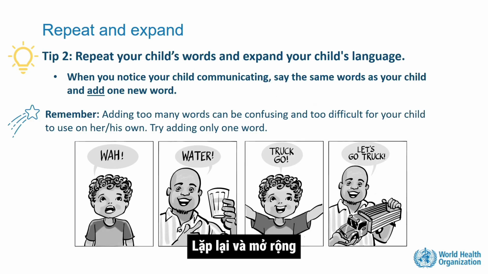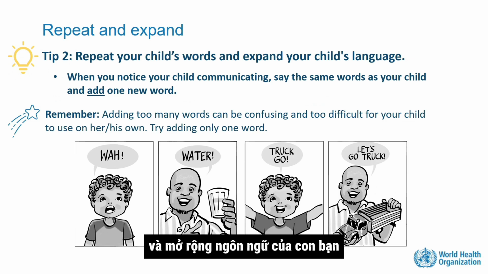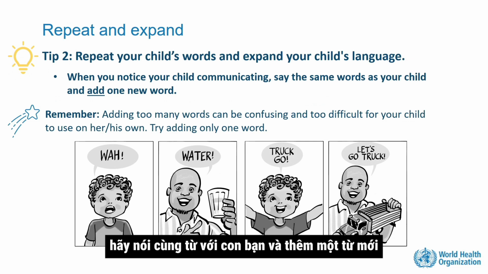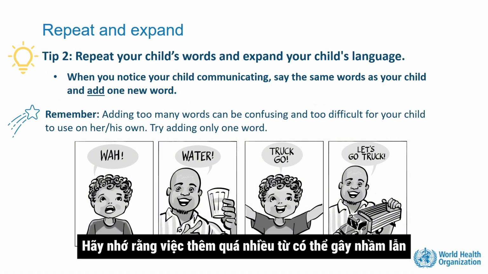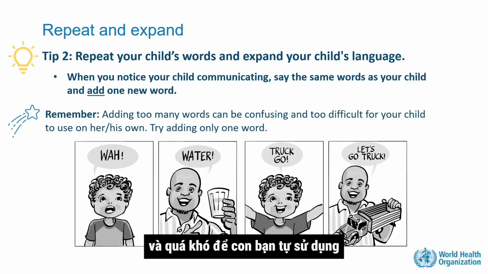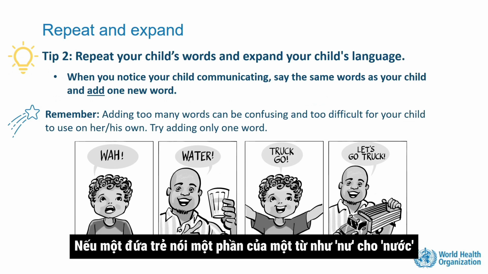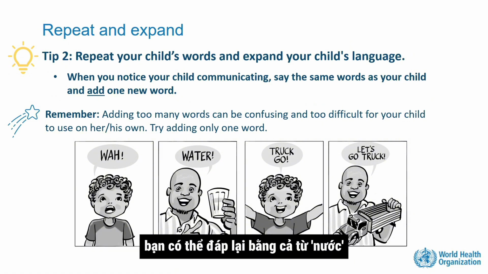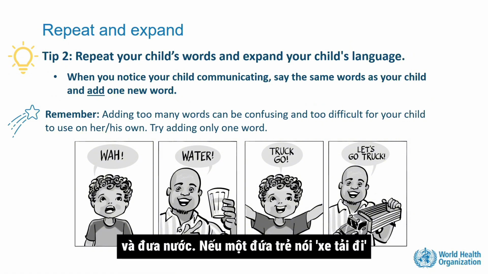Repeat and expand. Tip 2. Repeat your child's words and expand your child's language. When you notice your child communicating, say the same words as your child and add one new word. Remember, adding too many words can be confusing and too difficult for your child to use on her or his own. Try adding only one word. For example, if a child says part of a word, like wa, for water, you can respond with the whole word, water, and give the water.